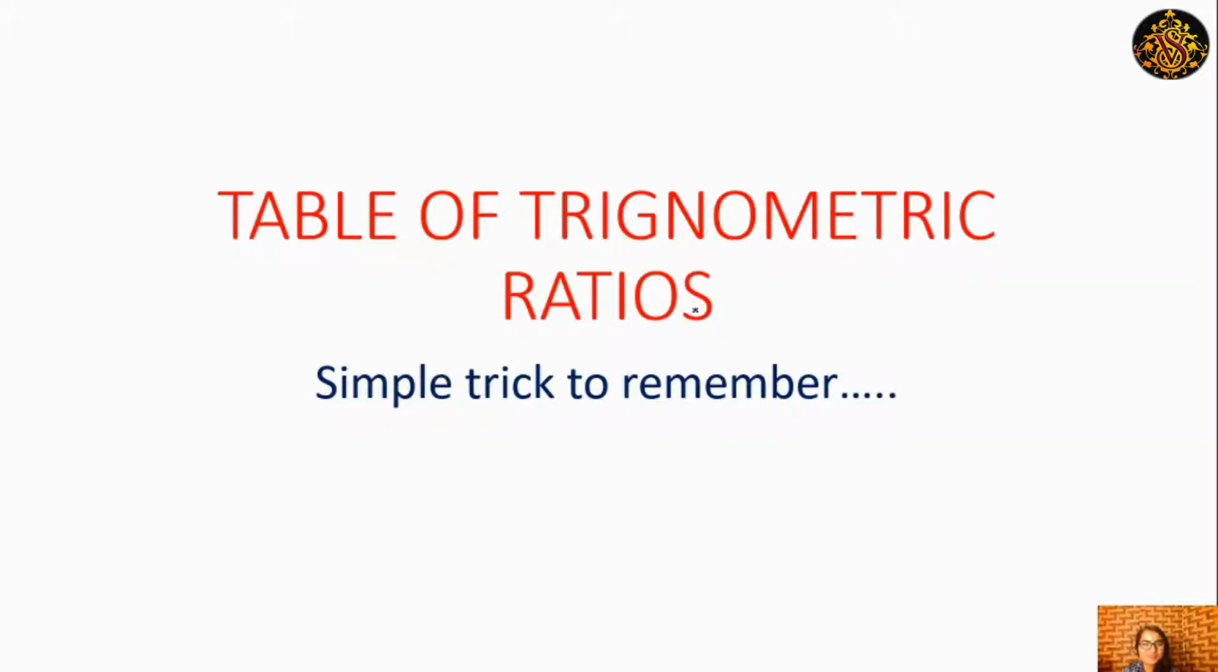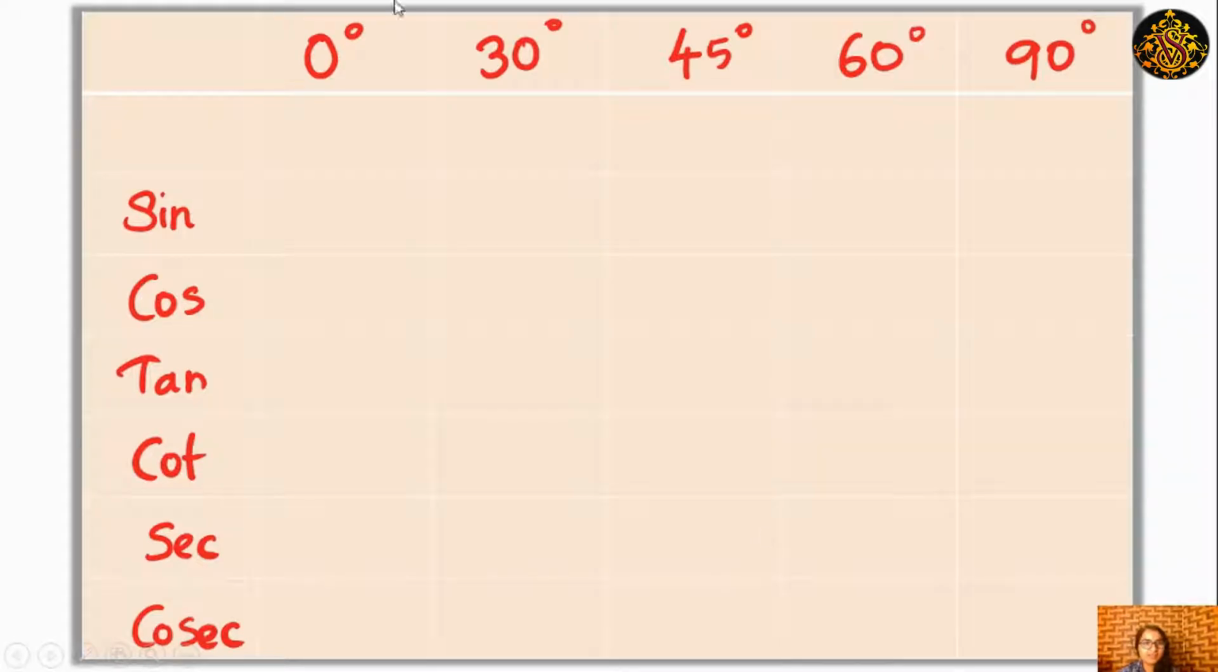Today in this video we are going to learn how to remember the table of trigonometric ratios easily. Trigonometric ratios means sin theta, cos theta, tan, cot and so on, and we have angles like 0 degree, 30 degree, 45 degree, 60 degree and 90 degree. For all the trigonometric sums we should remember the values for sin 30 degree, 45 degree, 60 degree and so on, and how to remember this, we can see.